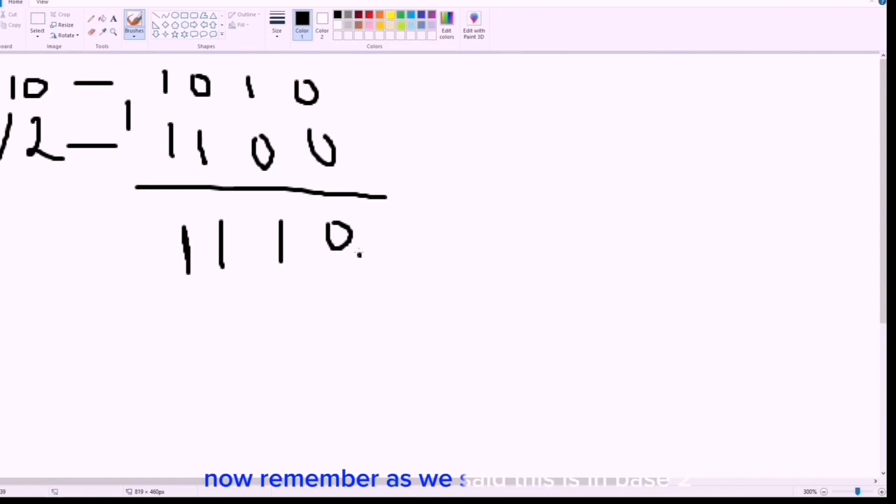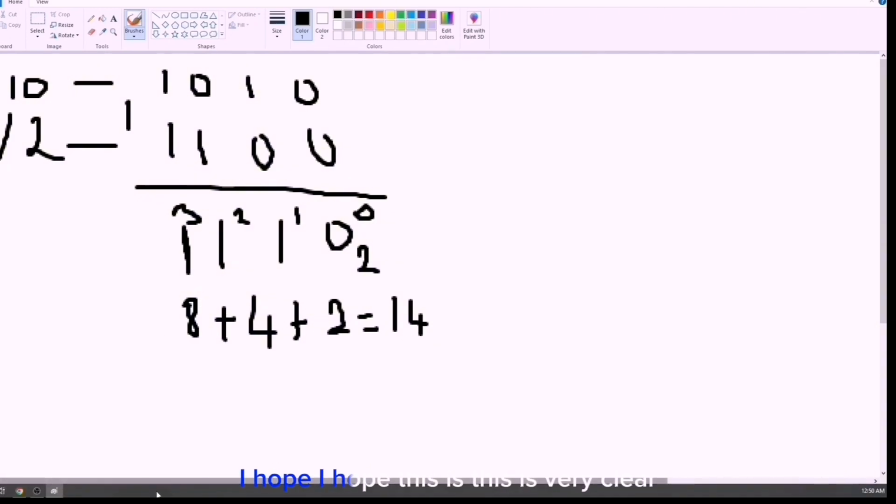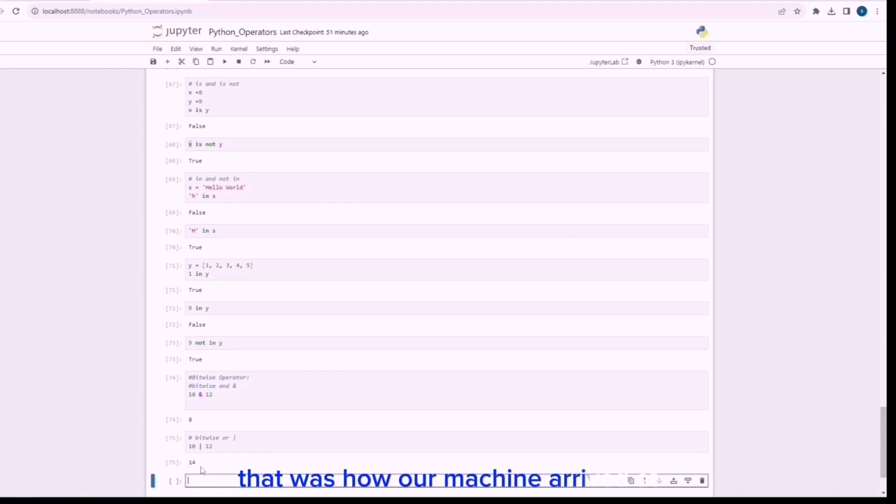Now, remember, as we said, this is in base 2, and when converting, we start with 0, 1, 2, and 3. So automatically, this is 8 plus 4 plus 2. And this should be giving us 14 in decimal form. So I hope this is very clear. That was how our machine arrived at 14.